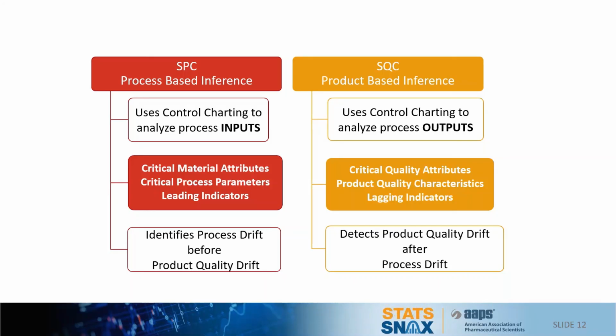So the takeaway today is to think about SPC and SQC from process-based and product-based inferences. And that SPC is really the one where you're controlling the process inputs and the process parameters so that you can achieve better quality control, or more efficient quality, of your output product.